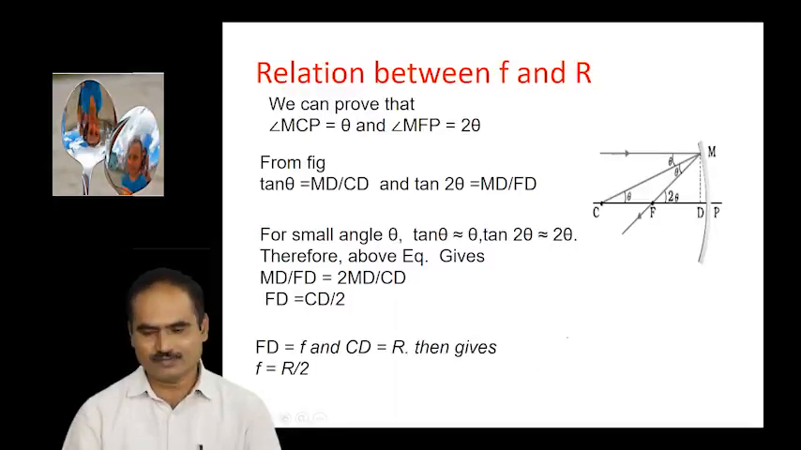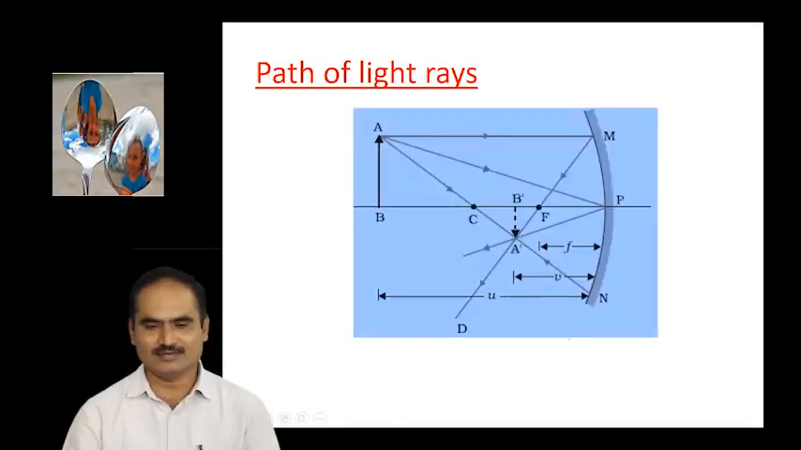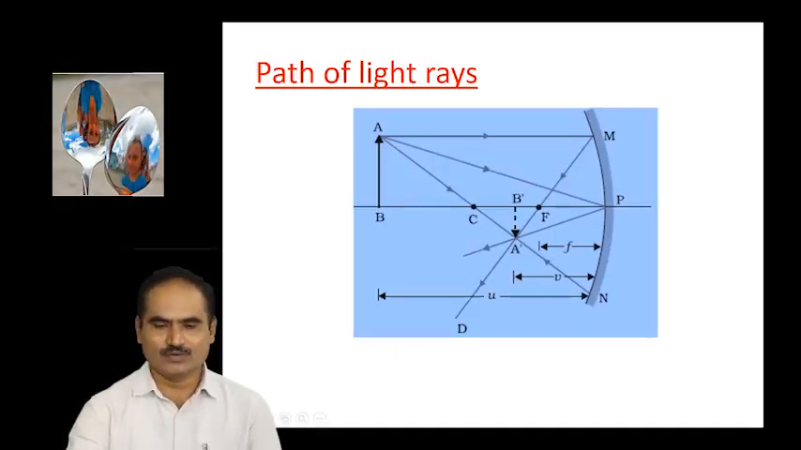Okay, now let us go to another topic, that is the path of light rays. You have learnt this already, but let us discuss it once again, right? If a light ray is incident parallel to the principal axis, then it will be reflected back and it will pass through the principal focus.